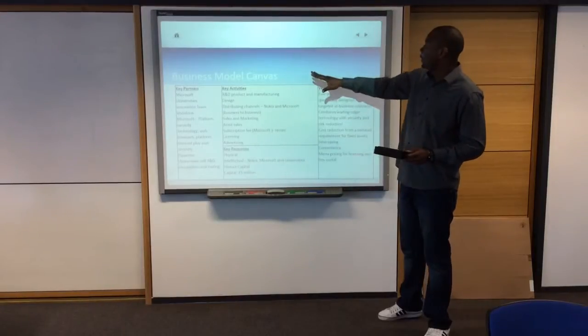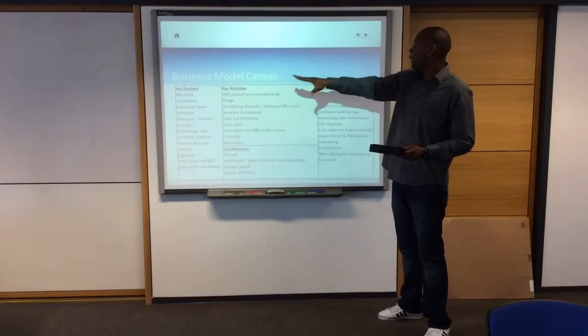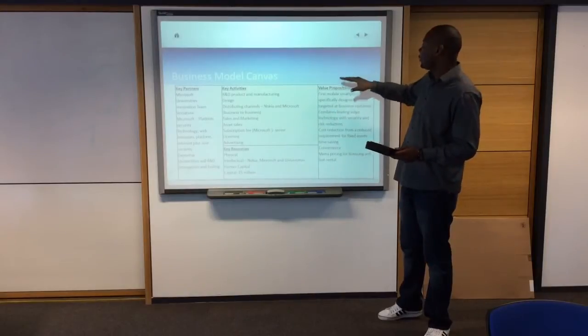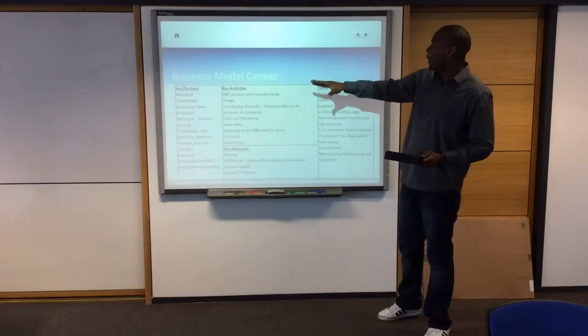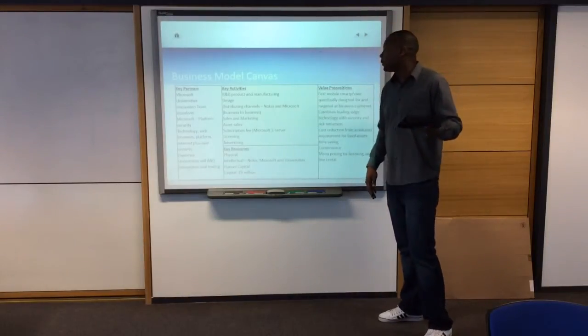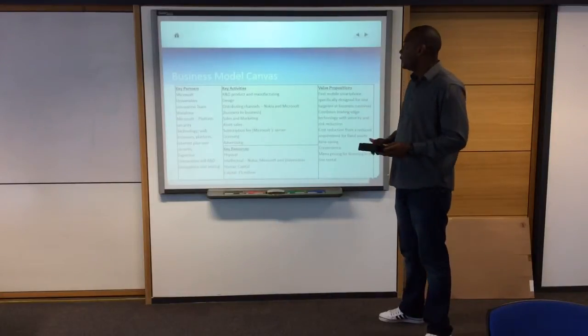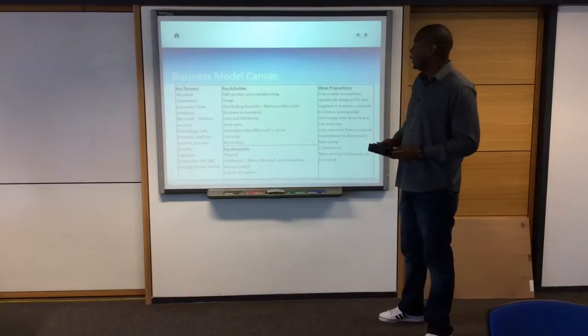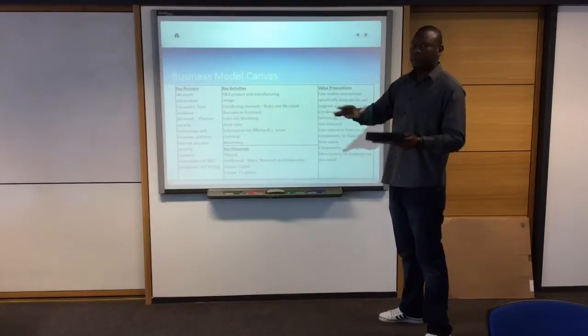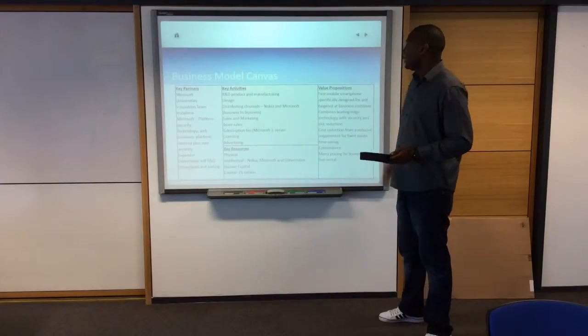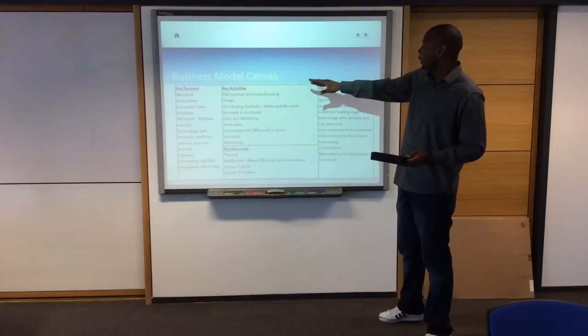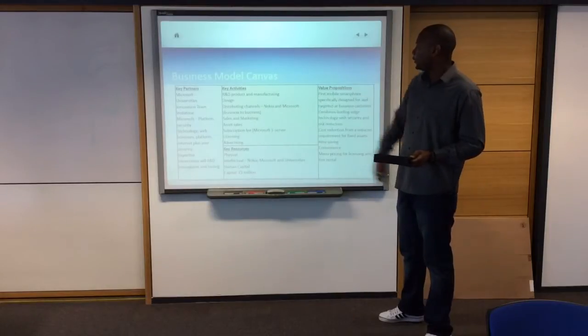Here we've got the business model canvas. We're going to be looking at the key partners, key activities, and the value propositions. So our key partners are going to be Microsoft, as mentioned before. Universities providing know-how and knowledge with the innovation team based at both Microsoft and Nokia. Also, a security platform that's also based at Microsoft.